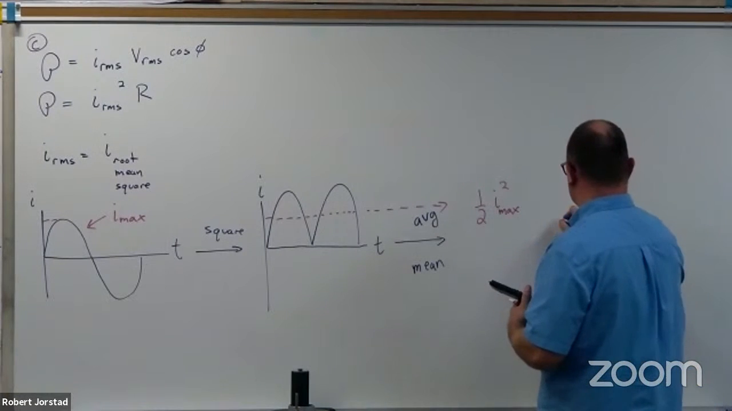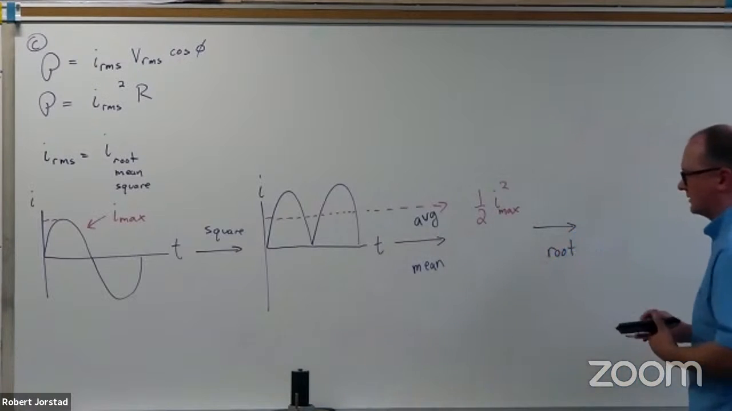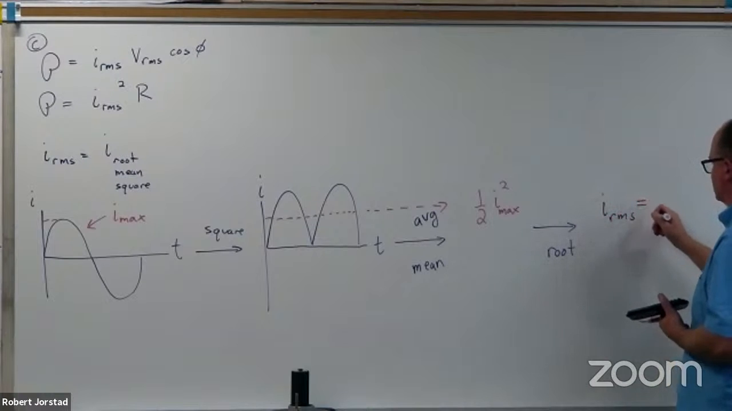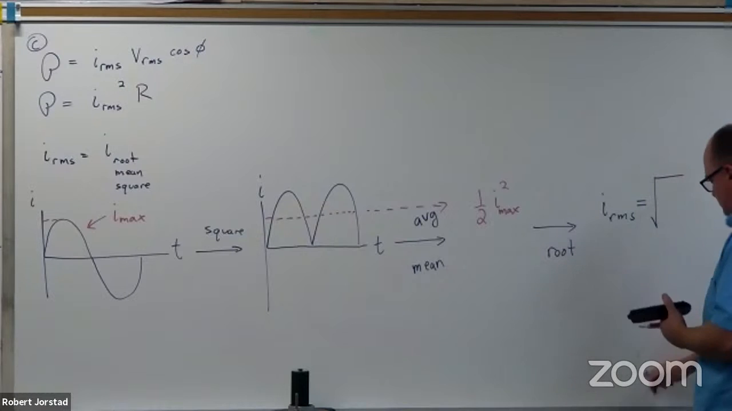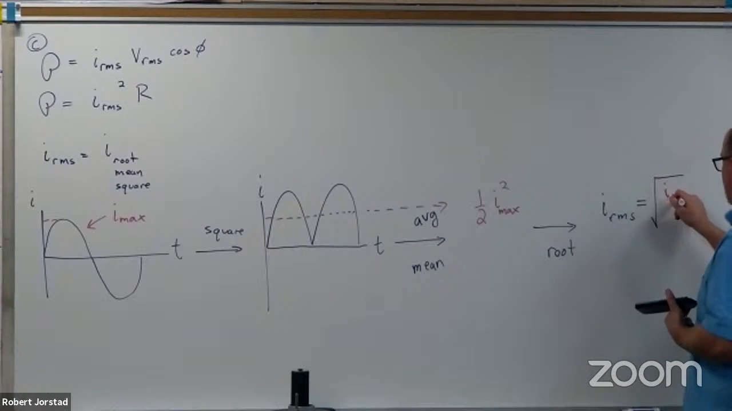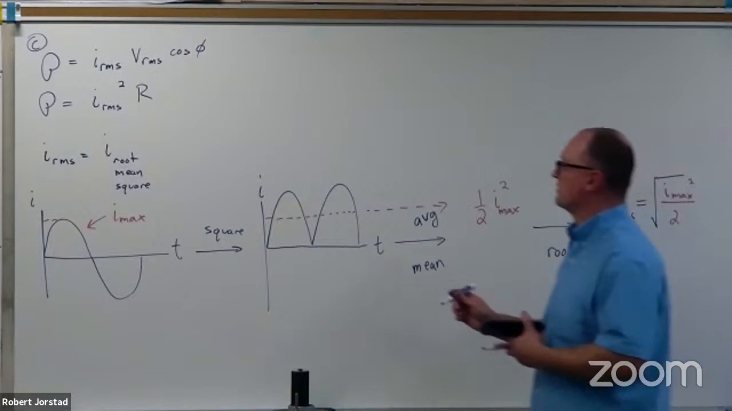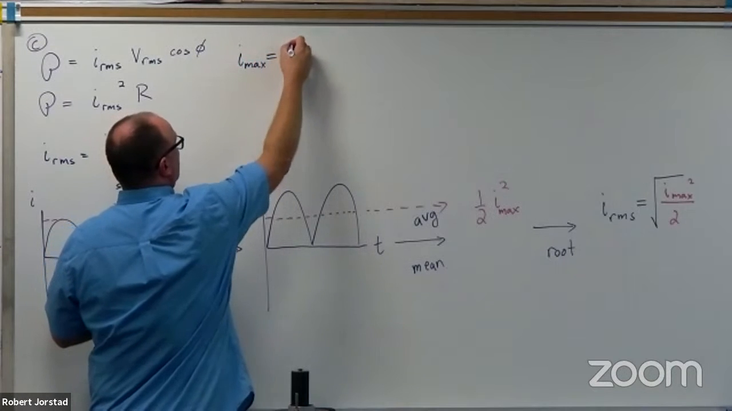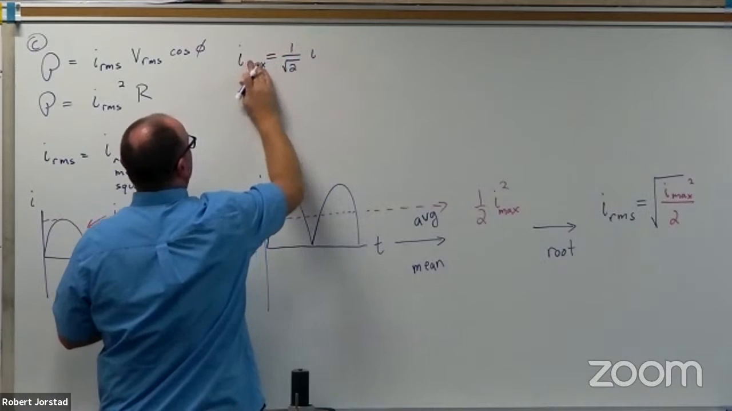And now what we could do is we could take the root. And so out of all this, we see that IRMS is equal to the square root of I max squared all over 2. In terms of an equation, we can come back to here. I see that I max is equal to 1 over the square root of 2 times IRMS.